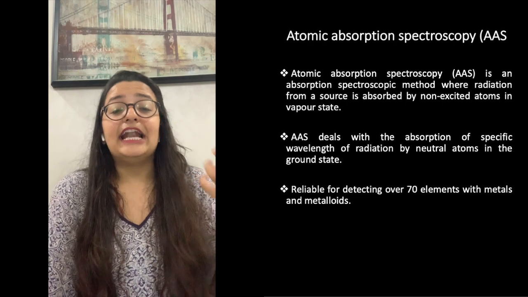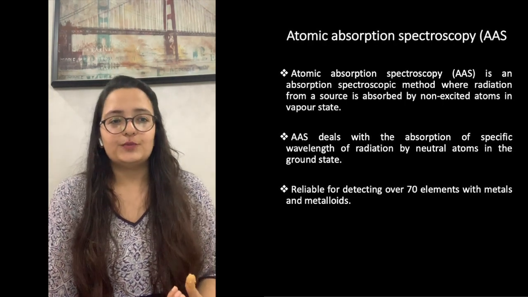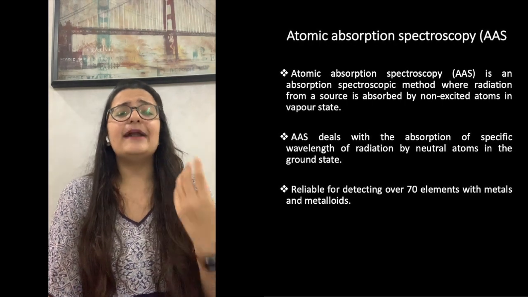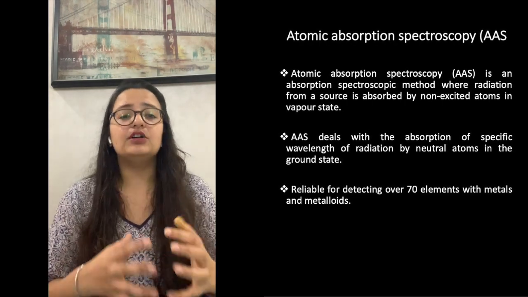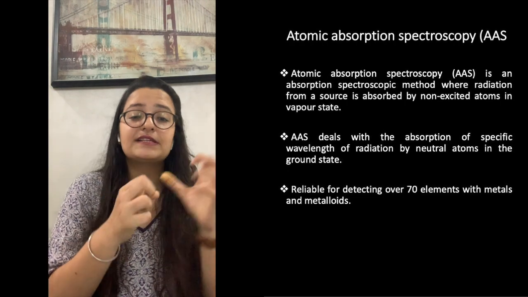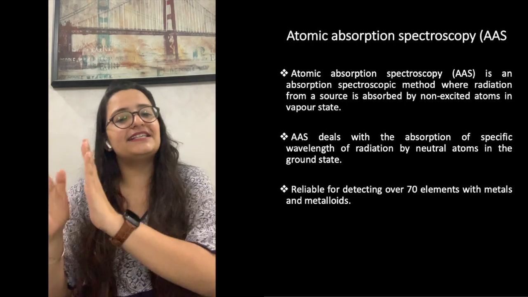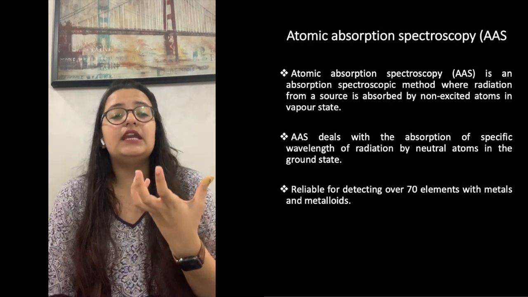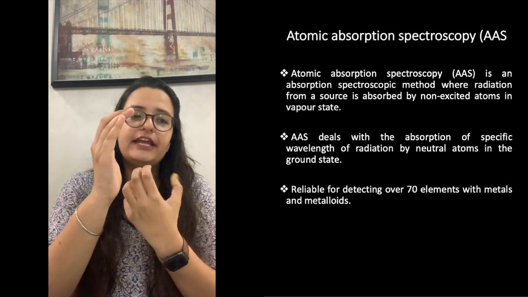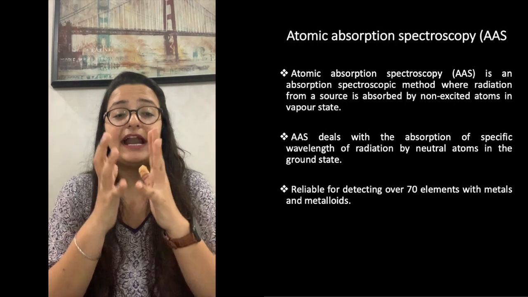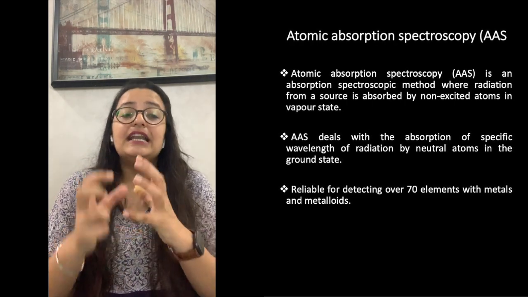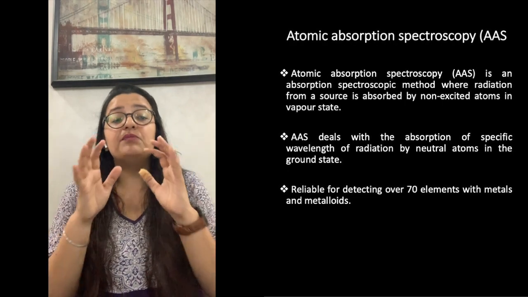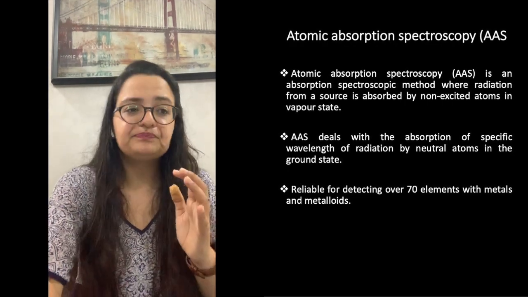Next part is atomic absorption spectroscopy. It is also called AAS. It is an absorption spectroscopic method where the radiation from the source is absorbed by non-excited atoms in the vapor state. AAS deals with the absorption of specific wavelengths of radiation by neutral atoms in the ground state. It is reliable for detecting over 70 elements, including metals and metalloids.